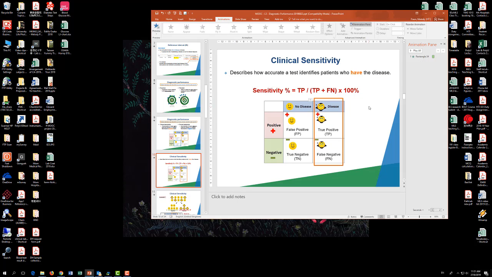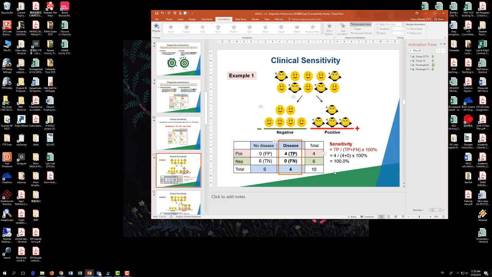Clinical sensitivity is used to describe how accurate a test is in identifying patients who have the disease. It can be calculated by this formula using the true positive and the false negative cases. For example, in this test, it can find out all of the diseased people as positive, and there is no false negative. By plugging into the formula, we can find that the sensitivity of this test is 100%. It's really good. No diseased case is missed.